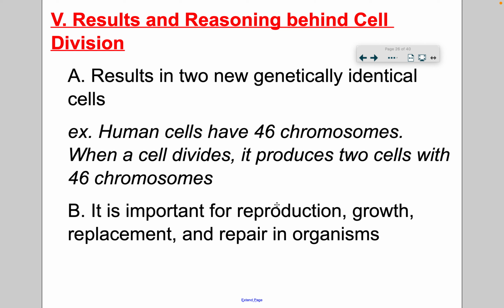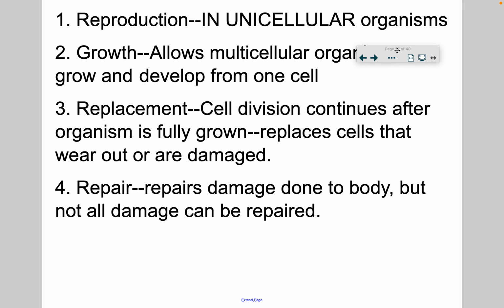Reproduction, especially in unicellular organisms; growth, replacement, and repair in multicellular organisms. So for reproduction, that is for the unicellular organisms. What I mean by unicellular is they're made of one cell. They're usually prokaryotes, like bacteria cells, E. coli, germ cells. Growth, replacement, and repair are very important in multicellular organisms.